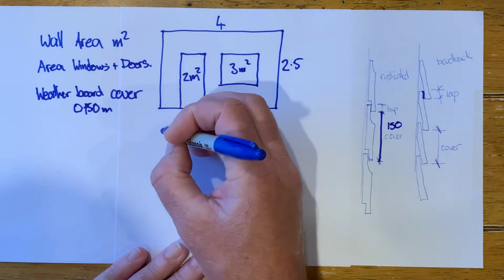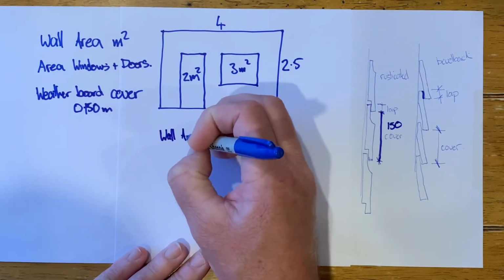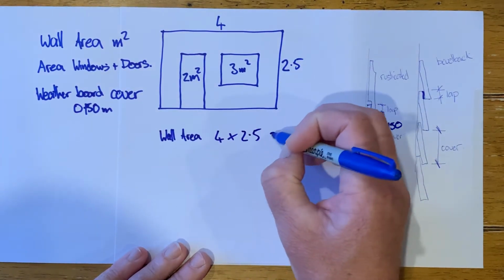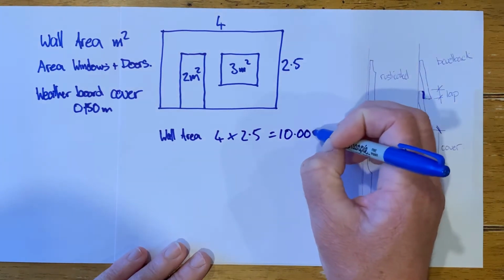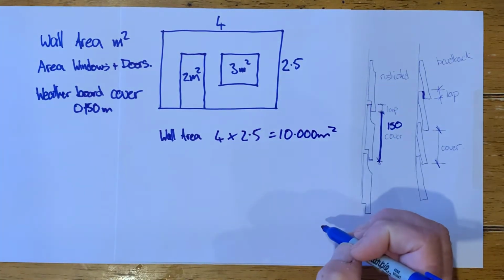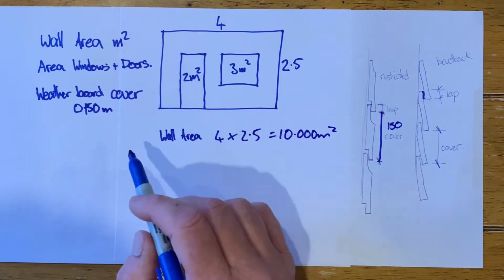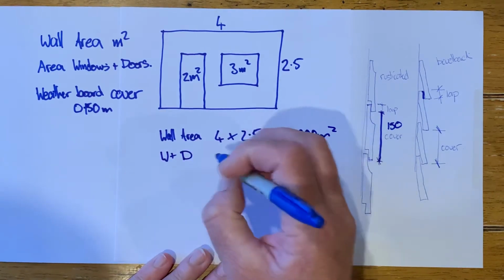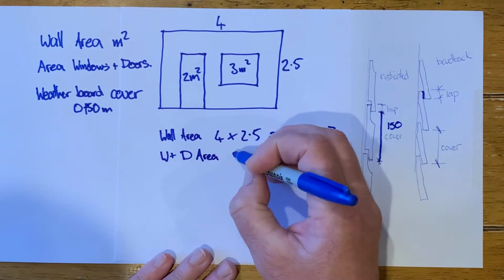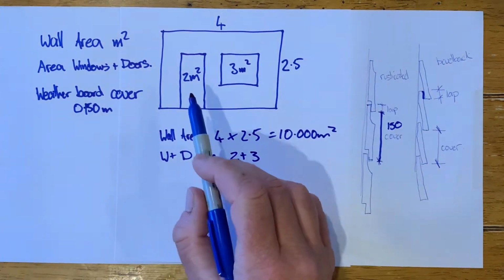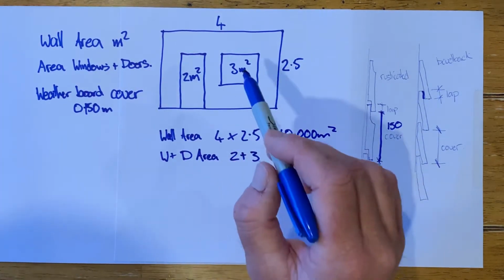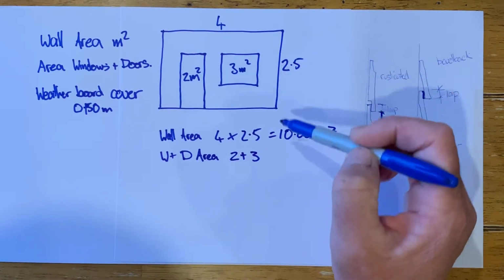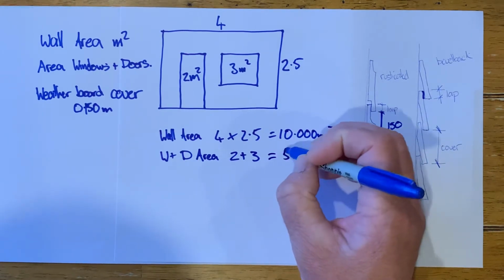So we get the wall area. In this case it's 4 meters times 2.5, and that equals 10 meters squared. Then the next thing is you work out the area of the window and door. In this case it's 2 plus 3. If you are doing this by yourself, you're going to have to work out the area of each window or door and add them all together, so write a series of lists. So that equals 5 meters squared.